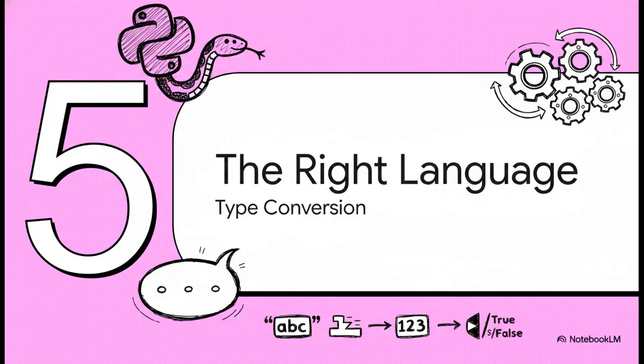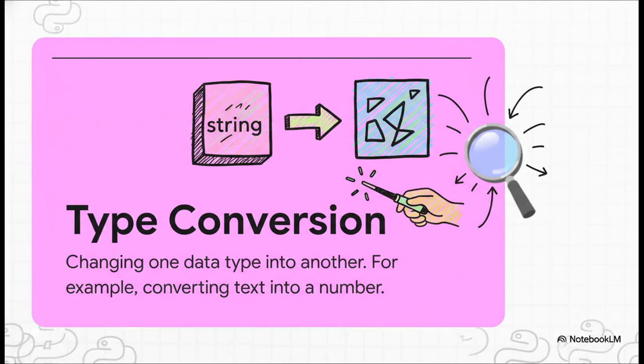So how in the world do we fix this? How do we make sure Python gets what we mean? Well, we just need to learn to speak its language a little more precisely. And the secret to doing that is something called type conversion. Type conversion is, well, it's exactly what it sounds like. It's our way of changing one type of data into another. It's like telling Python, hey, I know that thing you just heard looks like text to you, but I need you to treat it like a number from now on.